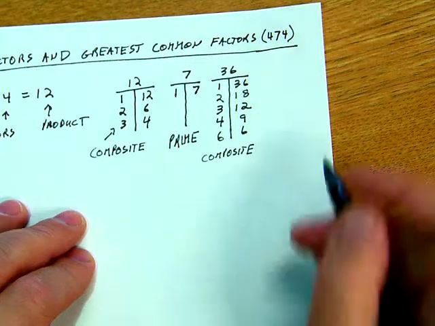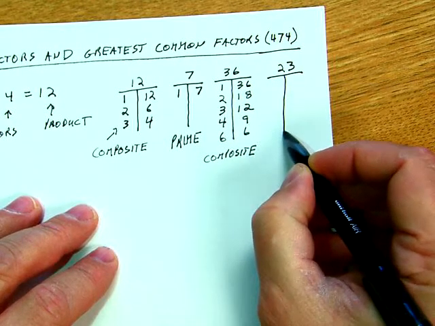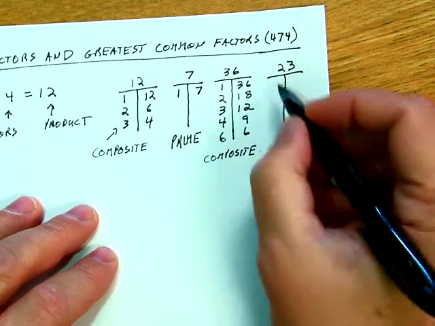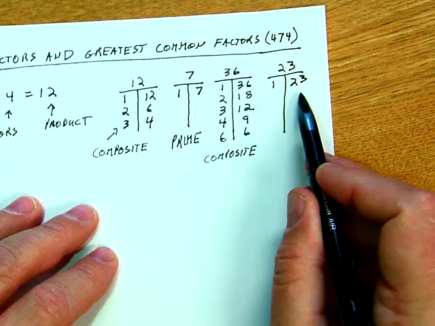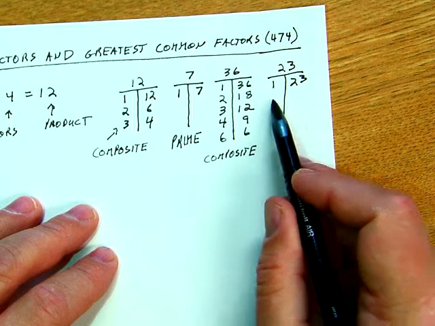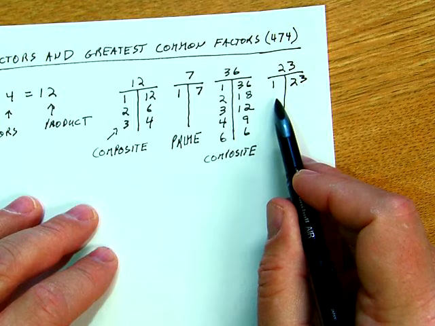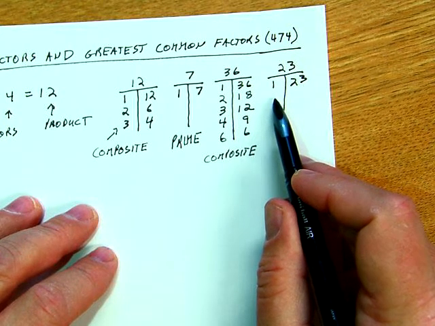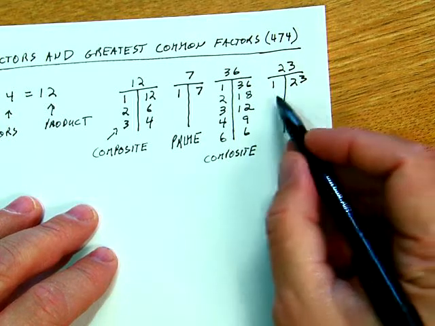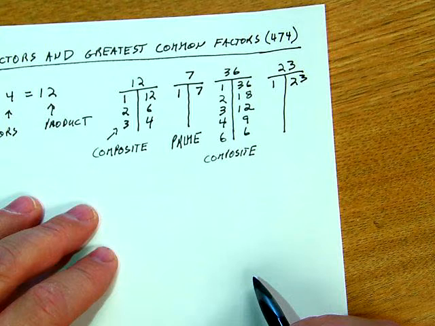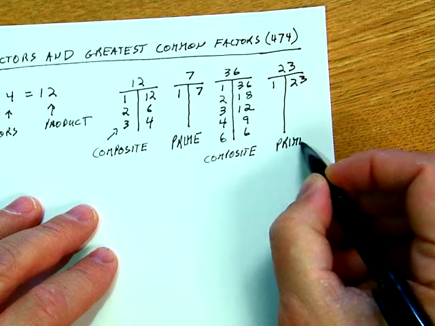And let's try a bigger number, right here, 23. We know we start with 1 and 23. Let's try 2. No, 2 doesn't go into 23. 3, no. 4, no. 5, no. 6, no. As a matter of fact, we just keep going all the way up to 23. No number goes into 23, and this is the end of our factor table. We know this is a prime number.